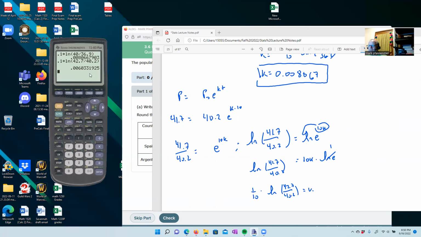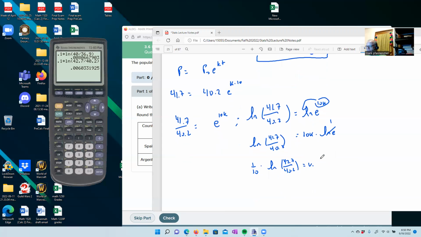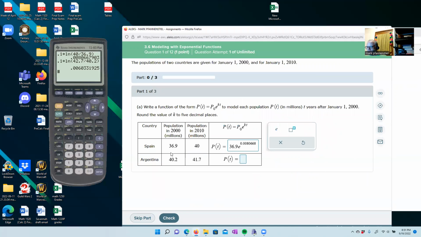So this was 0.006033, and I'll say 2. So this is going to be 0.006332. And again, they only wanted 5 decimal places. I put in 4 significant figures, so it might be a bit different than what they said. Okay, so we're going to call it here.